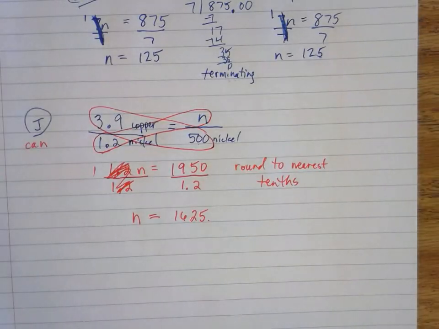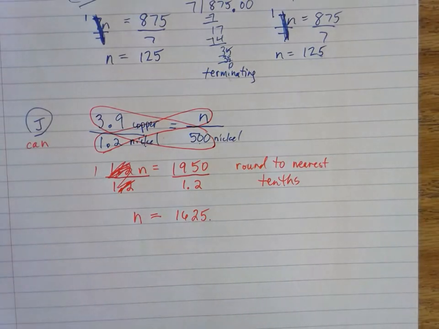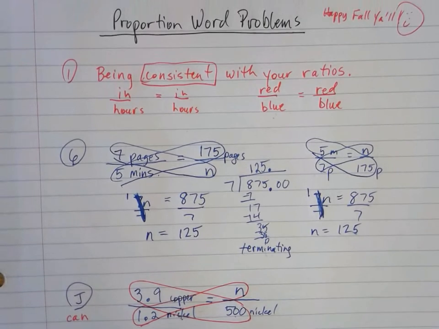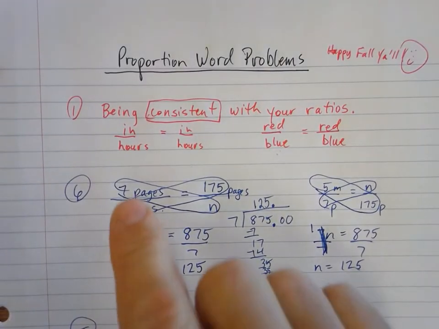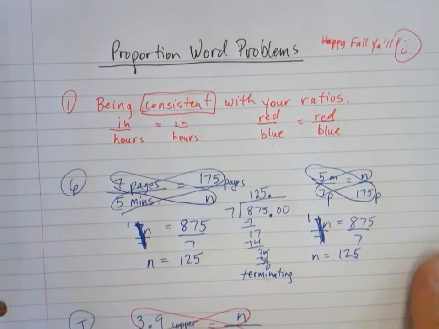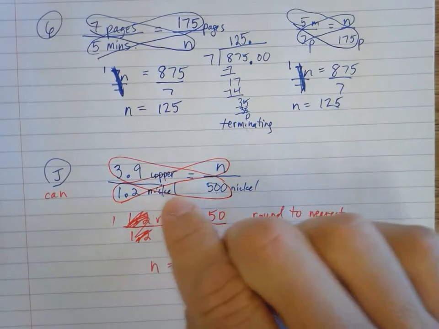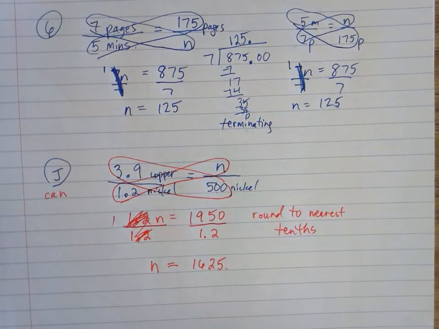Very good. All right. So now, if you will please make sure to be consistent in your setup of these word problems, you should be good to go, okay? Remember, if you do inches over hours on the left ratio, do inches over hours. Here we did pages over minutes and pages over minutes, okay? Down here we did copper over nickel, and we're going to do copper over nickel as well there. So be consistent. Don't flip-flop them around, okay? Don't be like some of these politicians and say one thing one day and say something else the next. Be straight every time. Do it the right way. Keep it consistent every time.